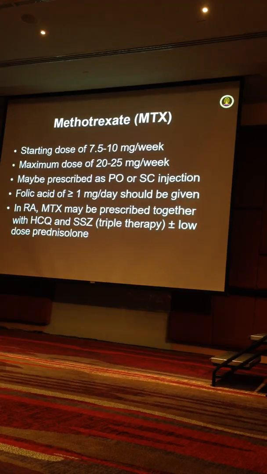The usual dose of methotrexate is starting from 7.5 to 10 milligrams per week and gradually increasing to 20 to 25 milligrams per week. But for a dose of over 15 milligrams per week, I recommend that the parenteral form, the subcutaneous form, is preferred because the absorption is better, 100%, and the side effect, especially the liver toxicity, is much lower. And don't forget to give folic acid of at least 1 milligram per day together with methotrexate. And in rheumatoid arthritis, methotrexate can be given as a monotherapy or together with other DMARDs.